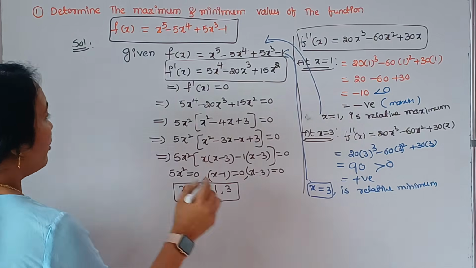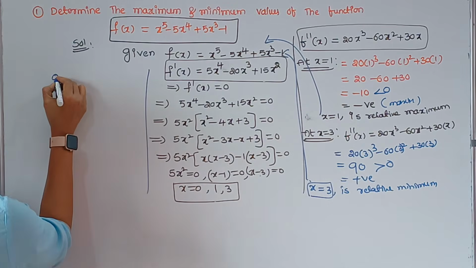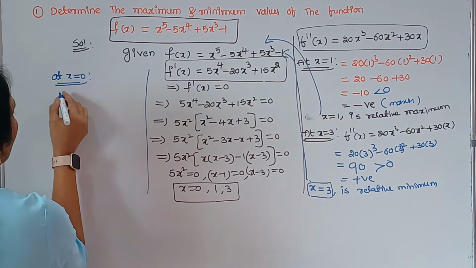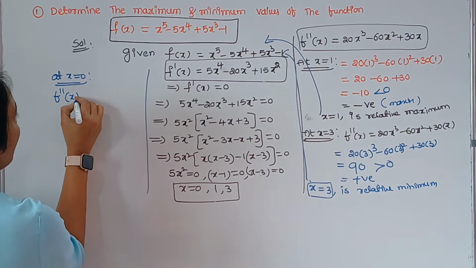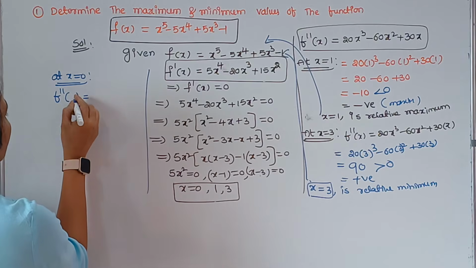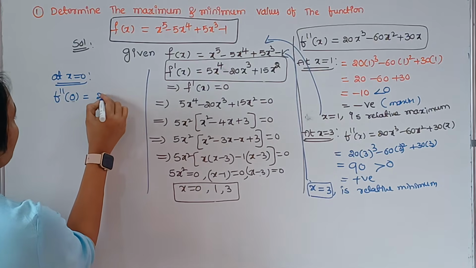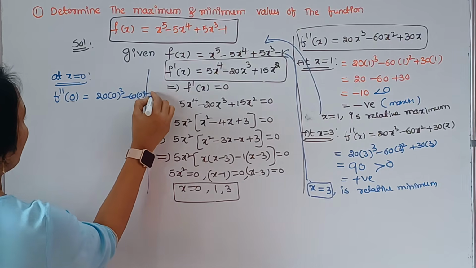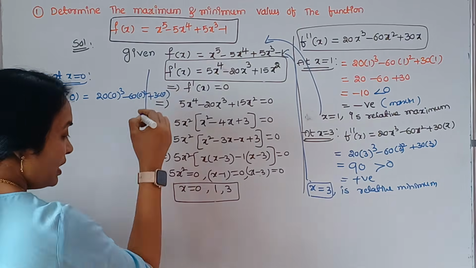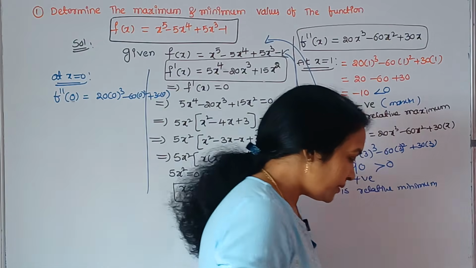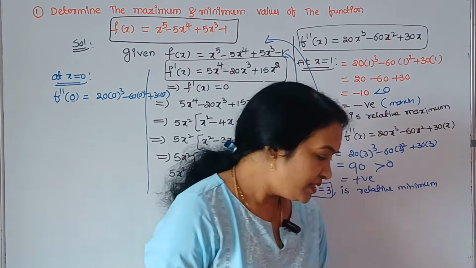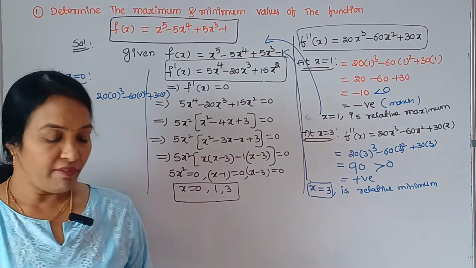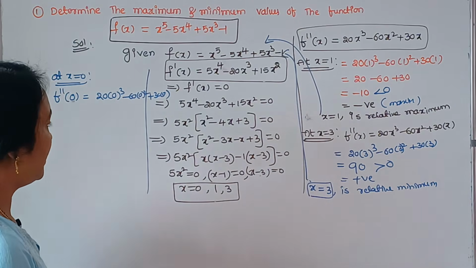Then again what we have to find? At x is equal to 0. At x is equal to 0, in our f double dash of x, in the place of x substitute 0. 20 into 0 cube, 60 into 0 square plus 30 into 0. Is it? Just a second. What is our value?